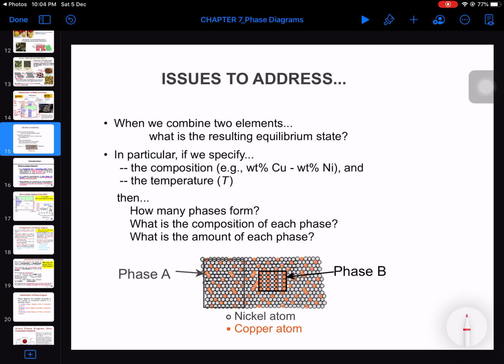In particular, let's say we specify two things. The first one is the composition of the combination. Let's say we have a certain percentage of copper with a certain percentage of nickel. And we also want to specify the temperature. Then we might want to ask how many phases are formed, what is the composition of each phase, and what is the amount of each phase from the combination of the two elements. All of these issues are what we are going to address in the upcoming slides.